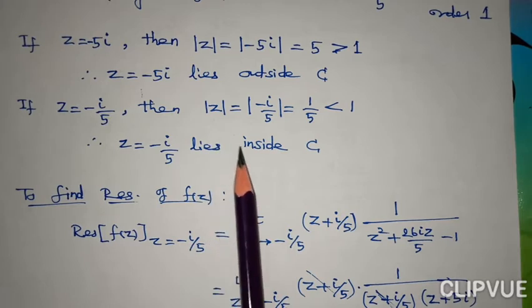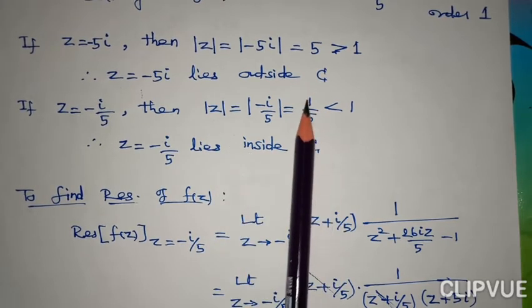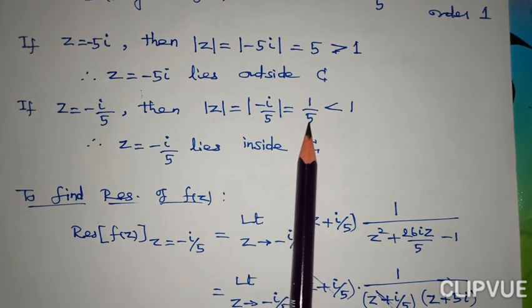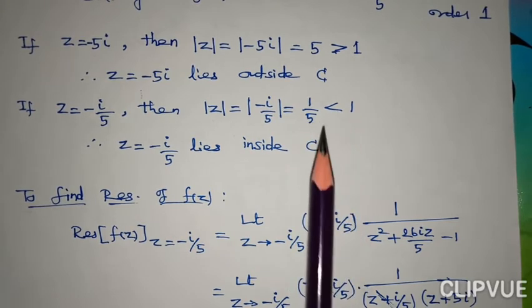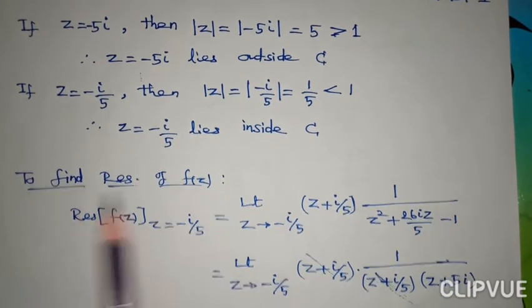So remember it, in all type 1 problems, if this output is less than 1 it means inside, and greater than 1 means outside. Why? Because C is a unit circle in type 1 problems. Now how to find the residue of this?